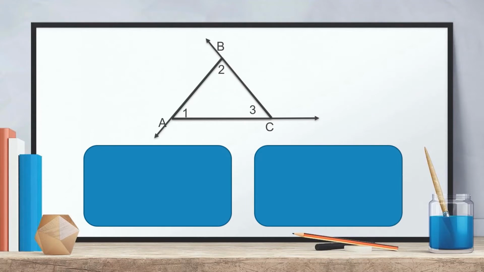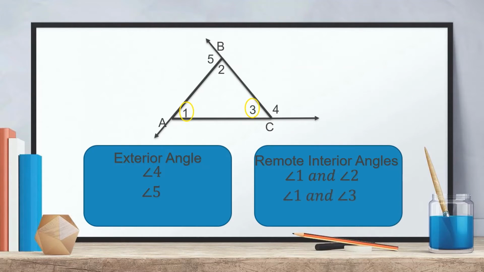Now, let's consider the given figure to determine the exterior angles and the remote interior angles. Extending side AC, we will form angle 4. Angle 4 now is an exterior angle. And the remote interior angles with respect to angle 4 are angle 1 and angle 2. Another is when we extend side BC, we will form angle 5. Angle 5 is now an exterior angle. And the remote interior angles with respect to angle 5 are angle 1 and angle 3.